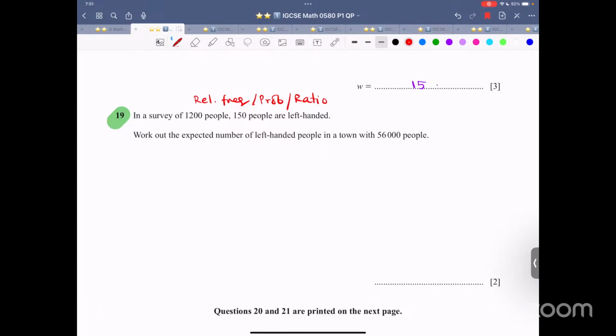In a survey of 1,200 people, 150 people are left-handed. Work out the expected number of left-handed people in a town with 56,000 people. Very simple. Out of 1,200 there are 150 left-handed people. Out of 56,000 there are, let me call it X. So now cross multiply, again.